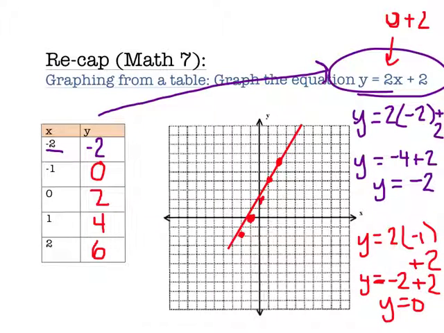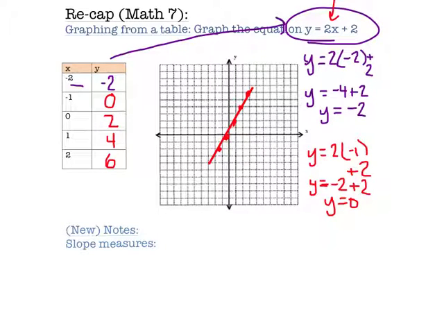Should make that look better. There we go. And so that's my line of this equation, y equals 2 times x plus 2. And that's just building off of filling out function tables from Math 7 and using that to make a line. This part is nothing new. But what we're getting into is ways that are a lot more efficient than this to graph a line.